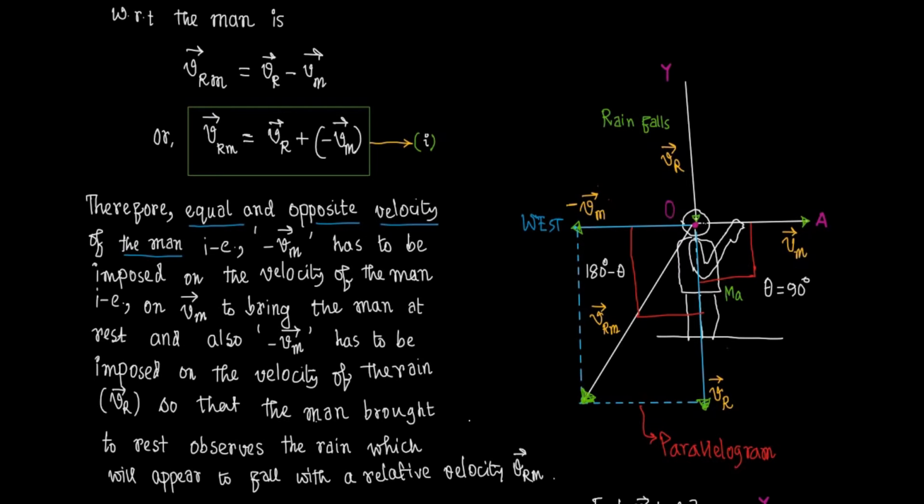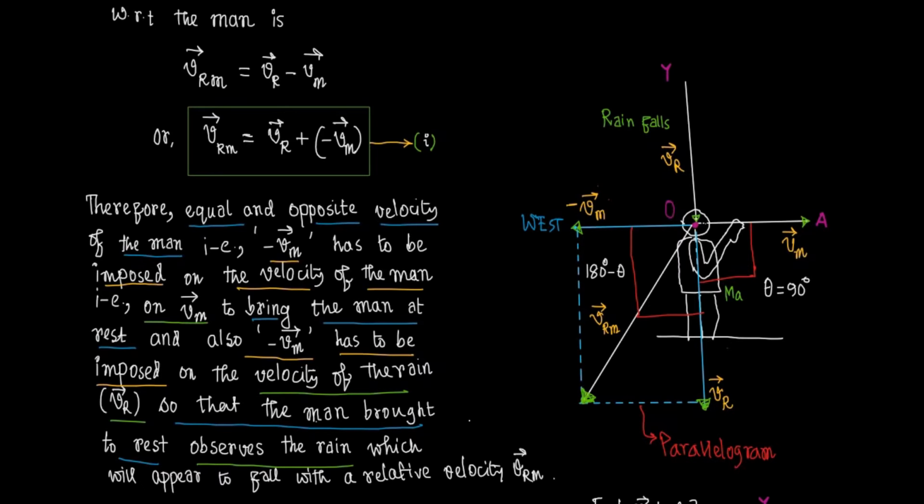Therefore, equal and opposite velocity of the man, that is minus vector Vm, has to be imposed on the velocity of the man, that is on vector Vm, to bring the man at rest. Also, minus vector Vm has to be imposed on the velocity of the rain, that is vector Vr, so that the man brought to rest observes the rain which will appear to fall with relative velocity vector Vrm.